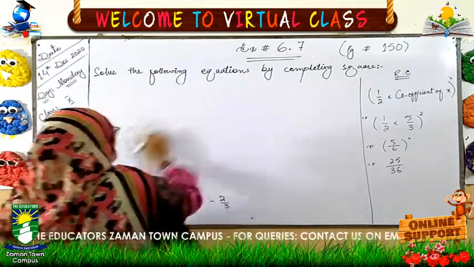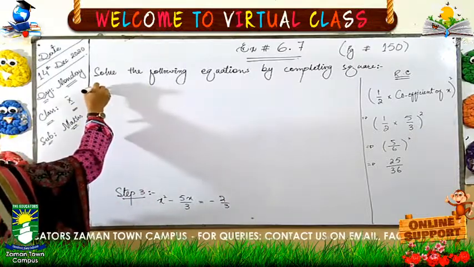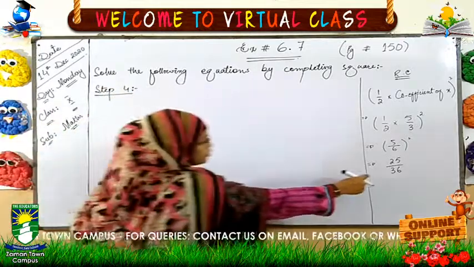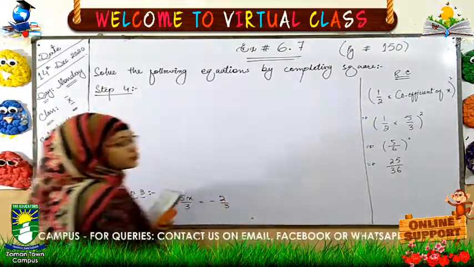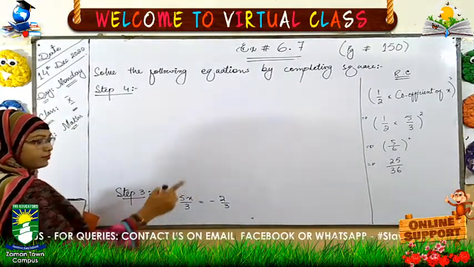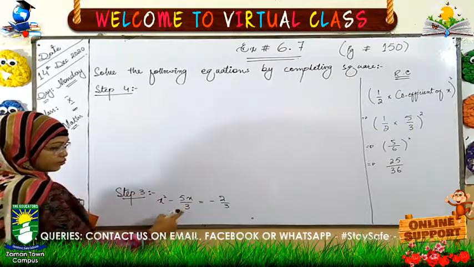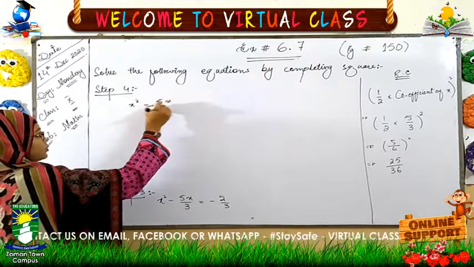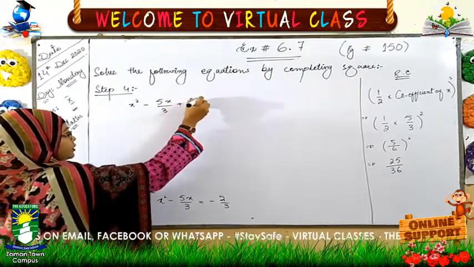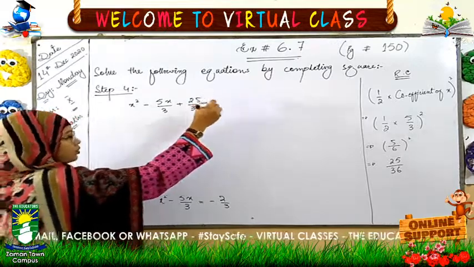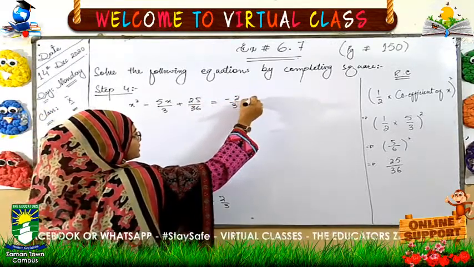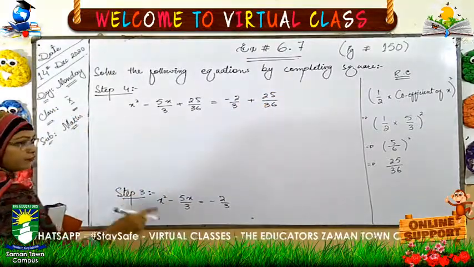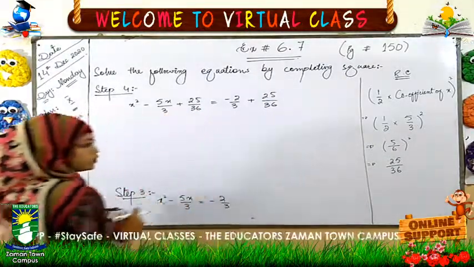But we will write down step number 4 as we have done till step 3. Step 4, what we have to add? We have to add this value, the value that we have got: 1 upon 2 multiplied by the coefficient of x, whole square, that is 25 upon 36. We have to add that value to both sides of the equality, meaning x square minus 5x upon 3 plus 25 upon 36 is equal to minus 2 upon 3 plus 25 upon 36. That was step number 4. We have to add this value to both sides of the equality.